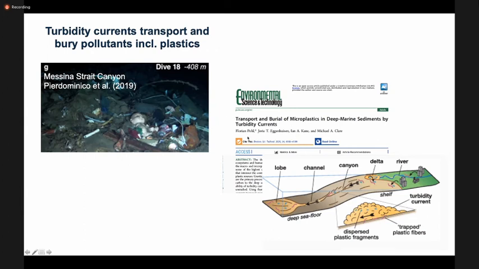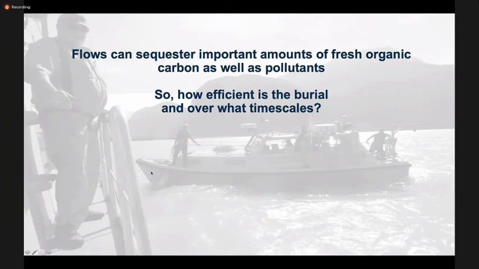And Florian Pohl has started to extend that work by showing how these submarine canyons and turbidity currents within them can be highly efficient, at least at an experimental scale, in transporting and preferentially sequestering microfibers, so microplastics. And there's lots more work to be done in this field, perhaps linking this with organic carbon as they have some very similar hydrodynamic equivalents, at least between some types. So we've shown that flows can sequester important amounts of fresh organic carbon as well as pollutants. Open questions now are about the efficiency of that burial and about what timescales it's efficient on.